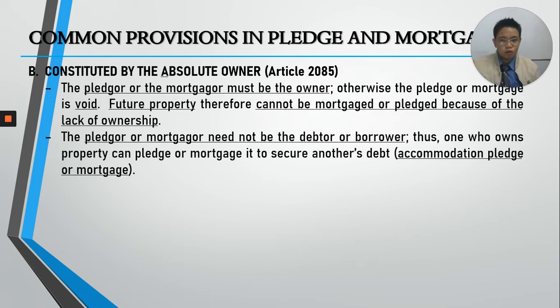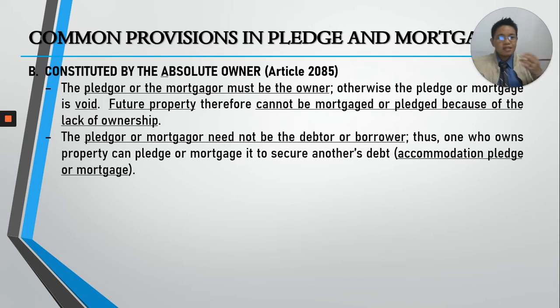But remember also, on the other hand, the pledger or the mortgagor does not need to be the debtor or the borrower. Pwedeng ibang mangutang, pero sila ang magsasangla ng property nila. Ang nire-require lang ng law is sila ang may-ari ng property na isasangla nila. So here, remember, one who owns property can pledge or mortgage it to secure the debt of another. Anong tawag dyan? Accommodation pledge or mortgage. Yan. So, syempre, sa isang accommodation pledge or isang accommodation mortgage, mayroong accommodation pledger.